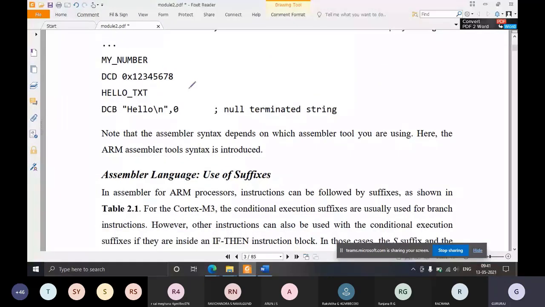So this is define constant data. You are defining constant data here, and you are defining a constant byte: Hello, followed by newline.